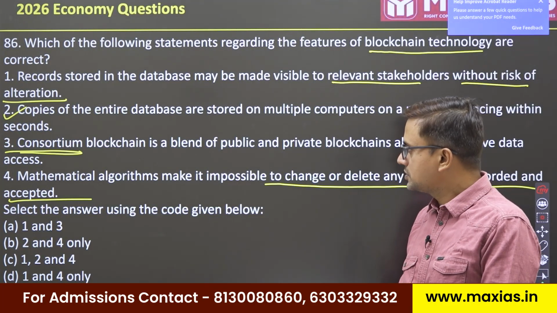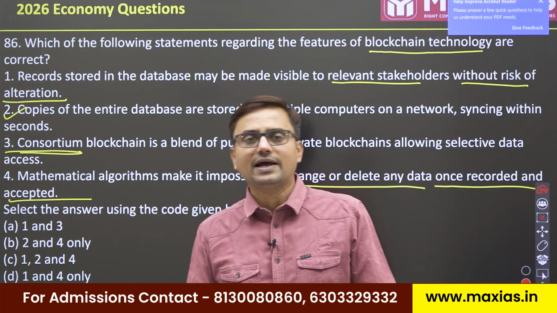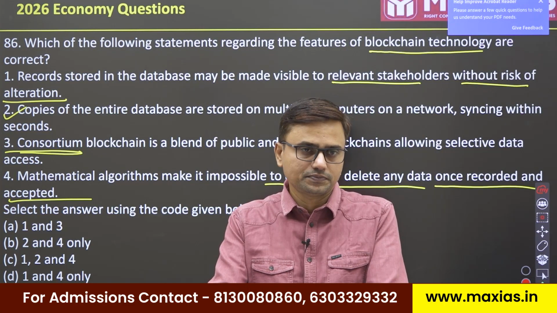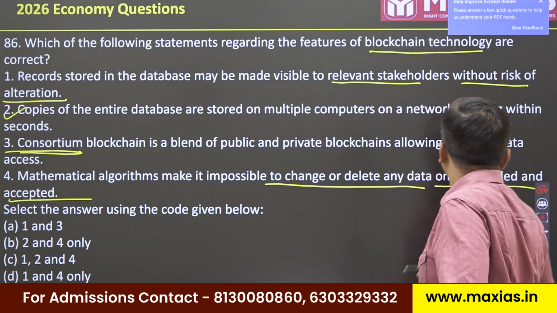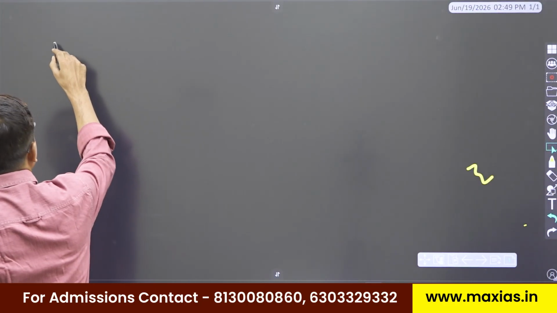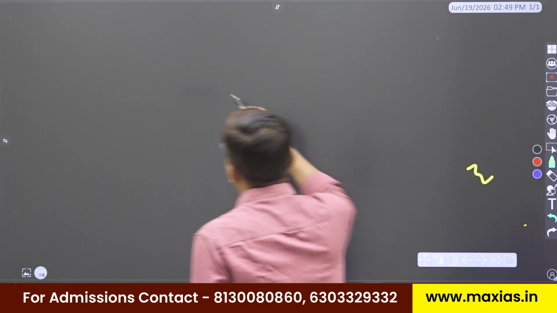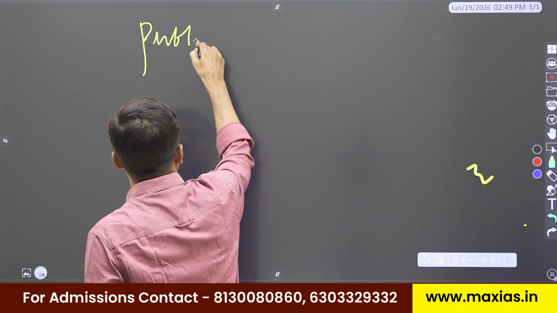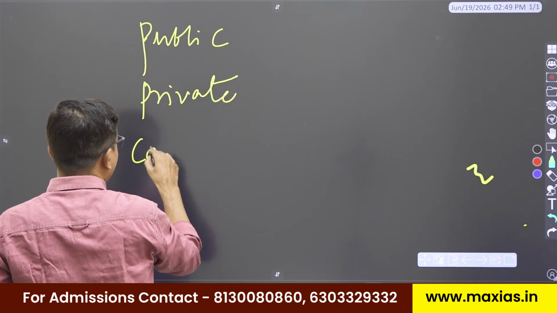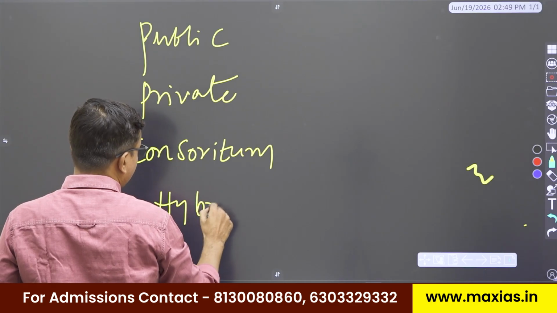Now, this consortium blockchain. Basically we have public blockchain, we have private blockchain, we have consortium blockchain, and we have hybrid blockchain.